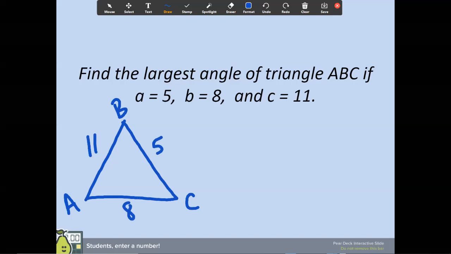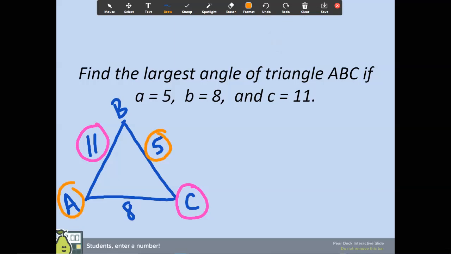So always the largest side is across from the largest angle. Since this 11 is the largest side, C has to be the largest angle. So I'm going to be trying to find C. Now, in this case, I do not have any pairs that match, meaning opposites, C and 11, I don't know both of them. My 5 and my A, again, I don't know both of those. My B and my 8, I don't know both of those. So when I don't have those opposite pairs, you're not going to do law of sines. You're going to have to use law of cosines. And again, I'm trying to find C.